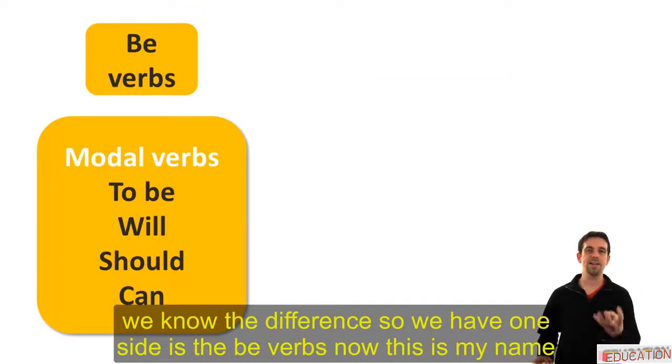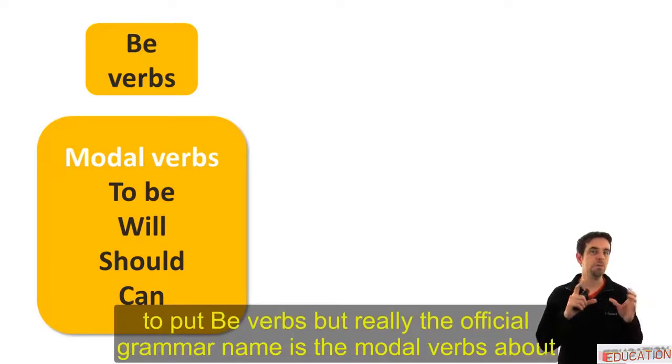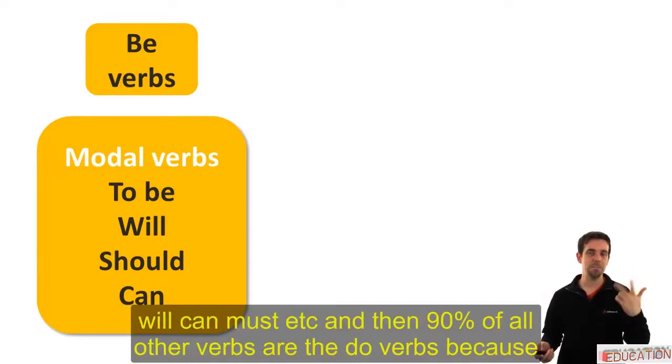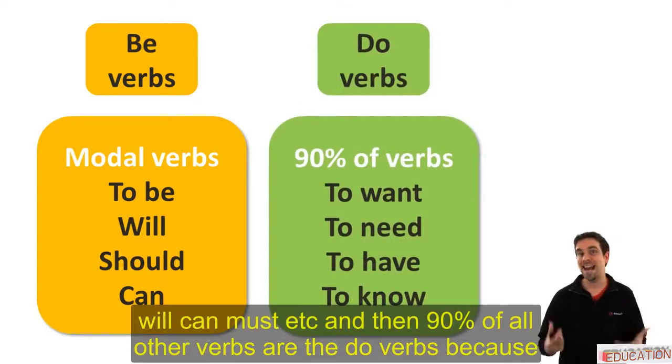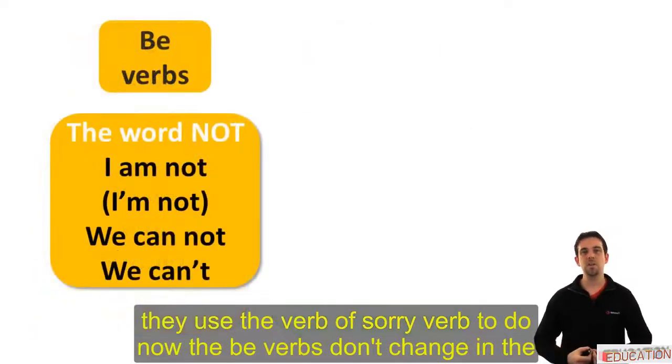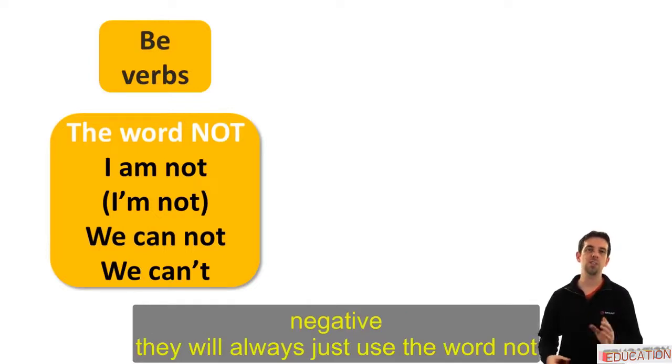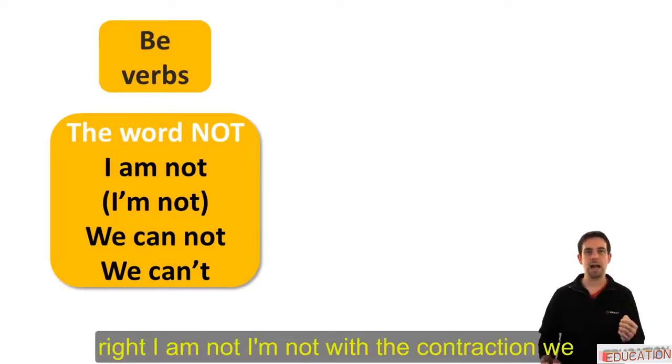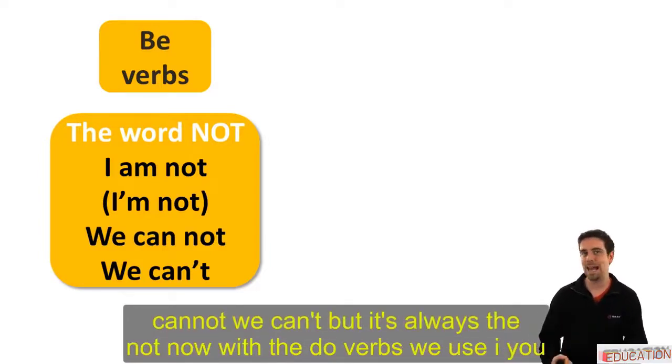So we have one side is the be verbs. Now, this is my name to put be verbs, but really the official grammar name is the modal verbs, about will, can, must, etc. And then 90% of all other verbs are the do verbs because they use the auxiliary verb to do. Now, the be verbs don't change in the negative. They will always just use the word not, right? I am not, I'm not with the contraction. We cannot, we can't. But it's always the word not.